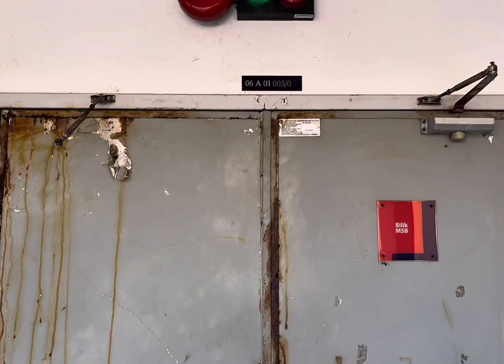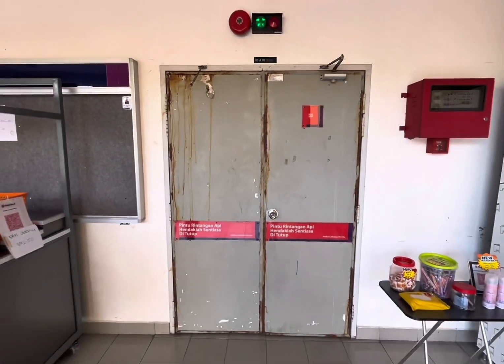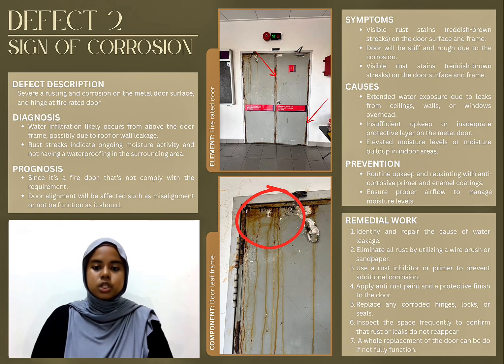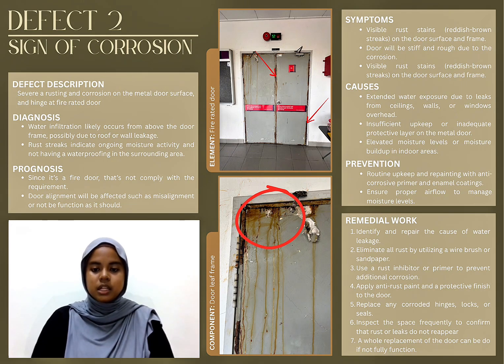The symptoms include reddish-brown rust stains and stiff or rough door movement. Key causes are prolonged water exposure, poor maintenance, lack of protective coating, and high humidity levels. Prevention includes regular maintenance, anti-corrosive coating, good ventilation, and checking for leaks.